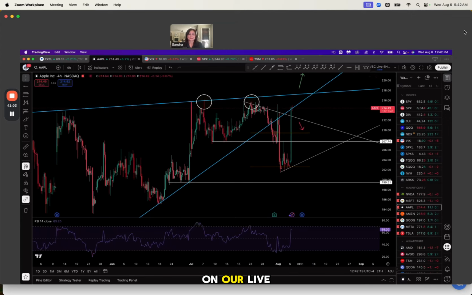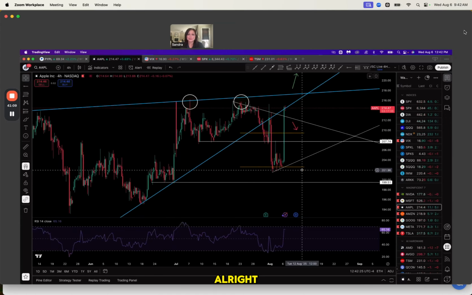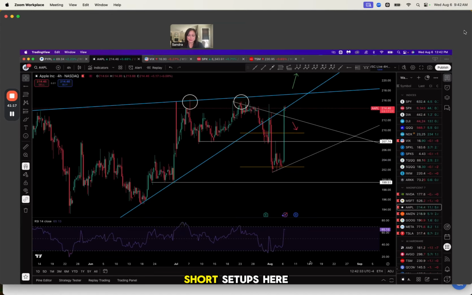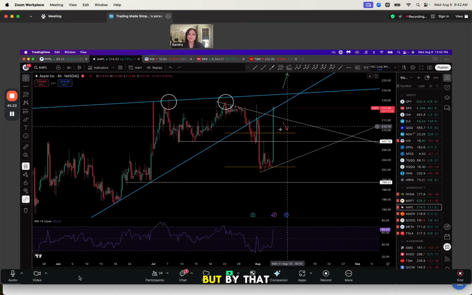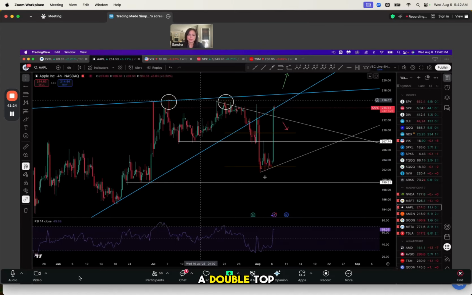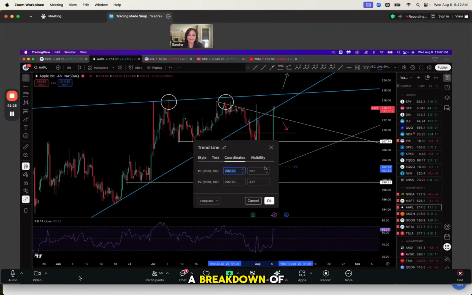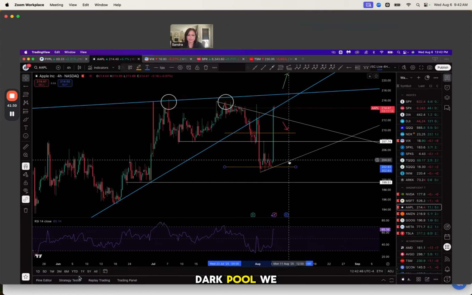So on Monday in our live trading session, we noticed that it was a double top and we mentioned, all right, we were opening somewhere around here in the pre-market. We can see 8 a.m., we were around 204. We mentioned there are two potential short setups for Apple, as it had already invalidated, but by that time it was a double top and we were looking at either a breakdown of the 202.63 dark pool. We were opening at 204 here.